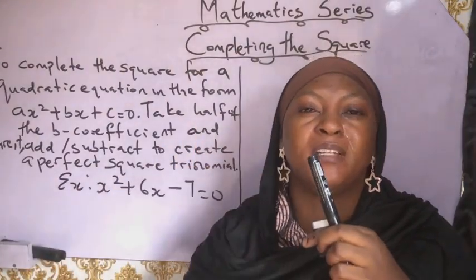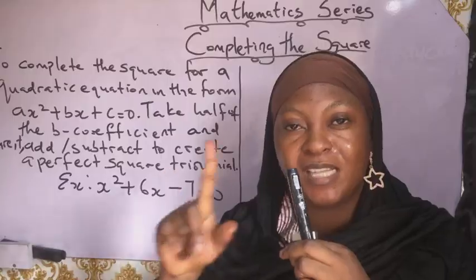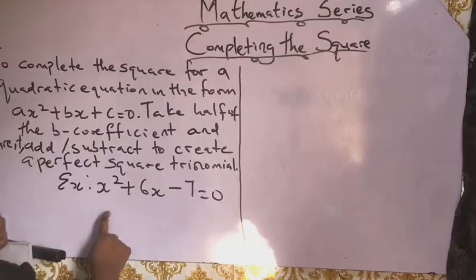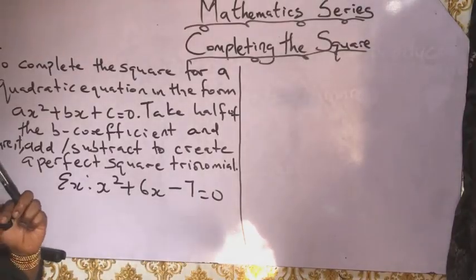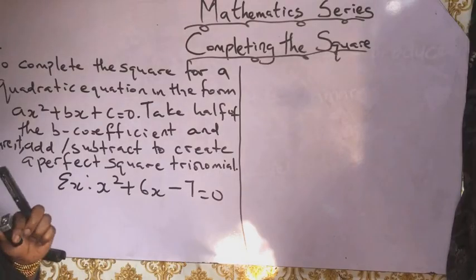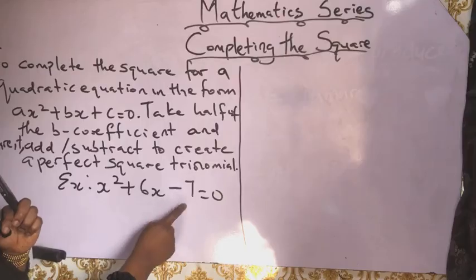We can't get a better understanding without taking an example. So let's just solve an example to see what we have. We have this example, x squared plus 6x minus 7 equals 0. The first step is you add the constant to both sides. The constant in this is minus 7.